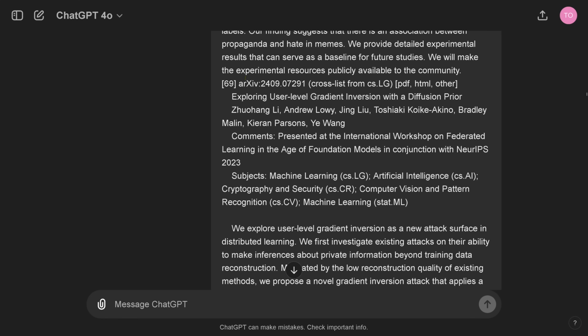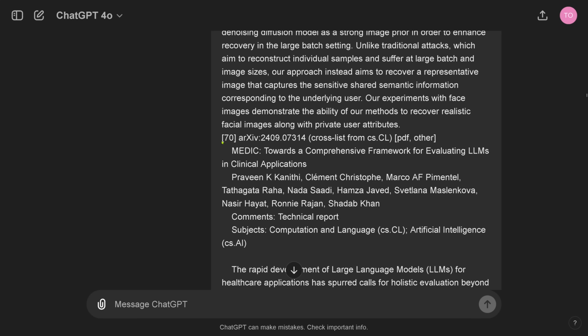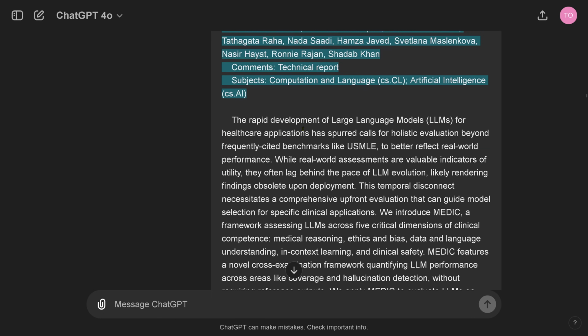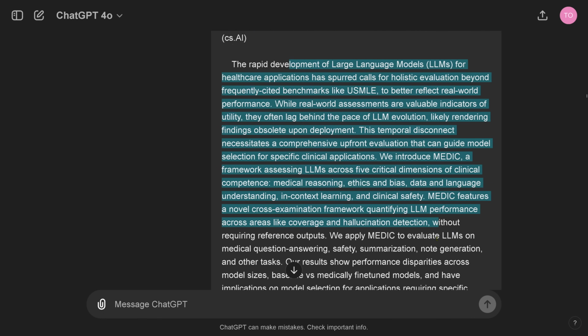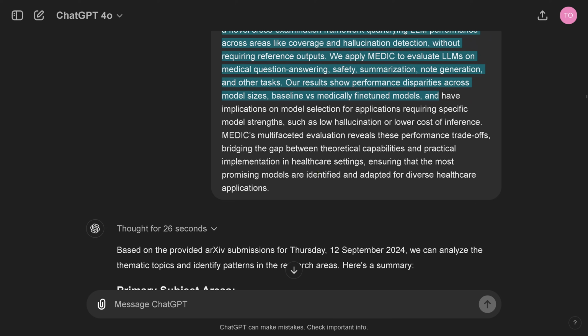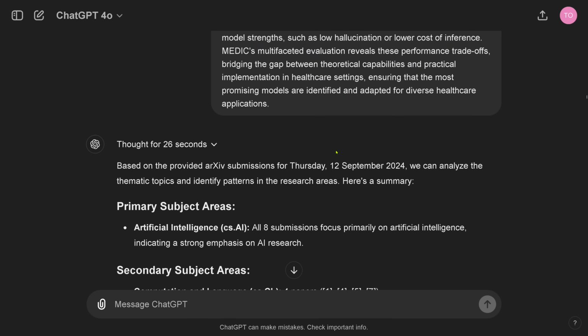I have here a lot of archive descriptions from AI research projects, and as you can see here, number 70, we have a title, we have the author, we have the subject, and then we have a short technical abstract about the content of this paper. And now I just told the system, hey, try to cluster this.